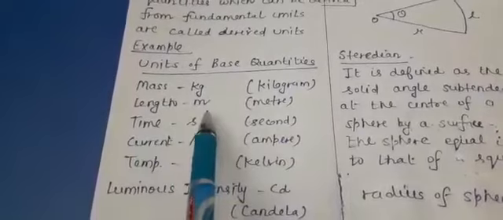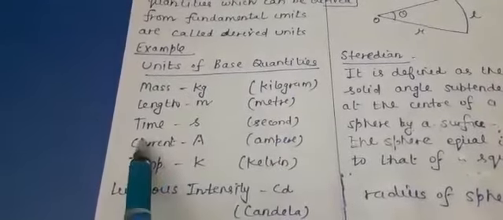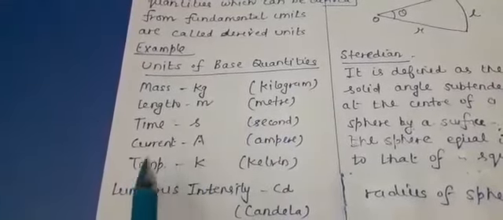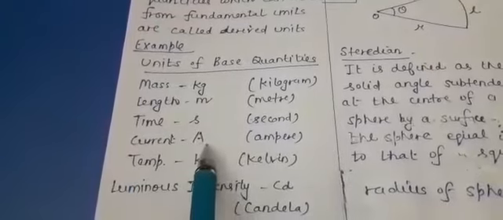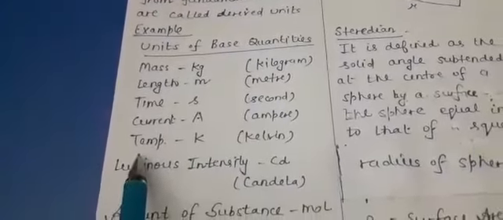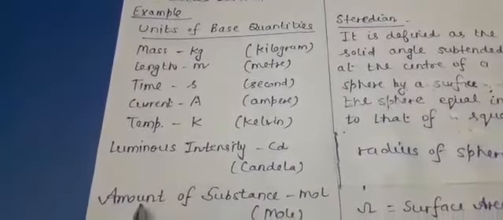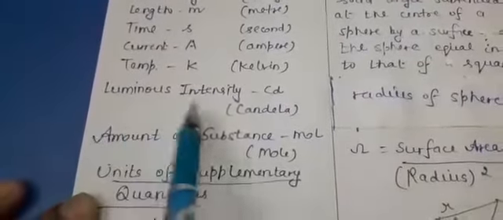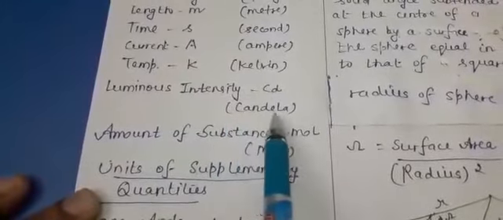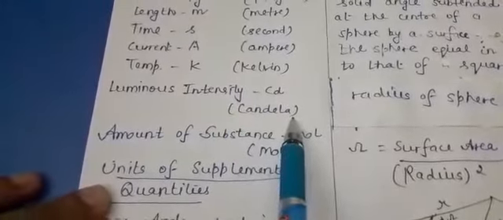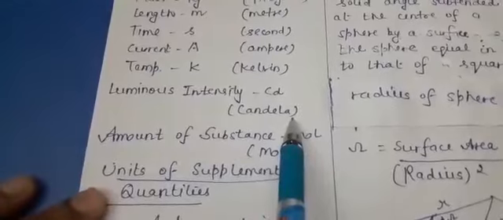Length, unit is meter. Time, its unit is second. Current, unit ampere. Temperature, having unit Kelvin. Now two more new quantities which you are not familiar with. Luminous intensity, its unit is candela. Basically it is used to measure intensity of light.